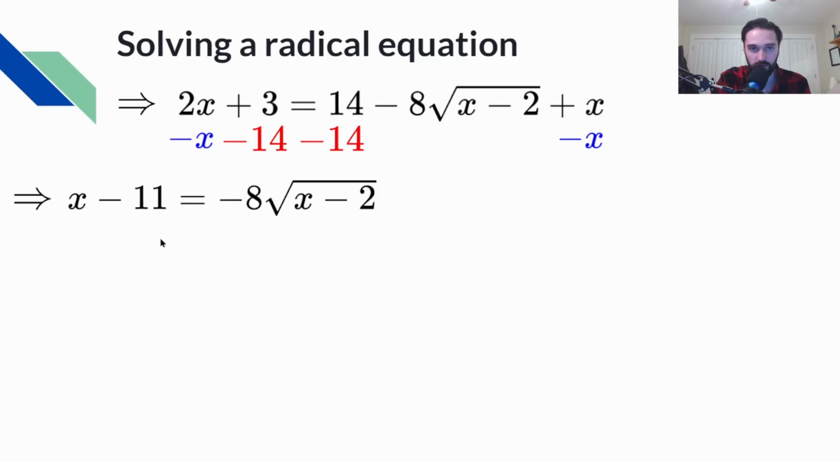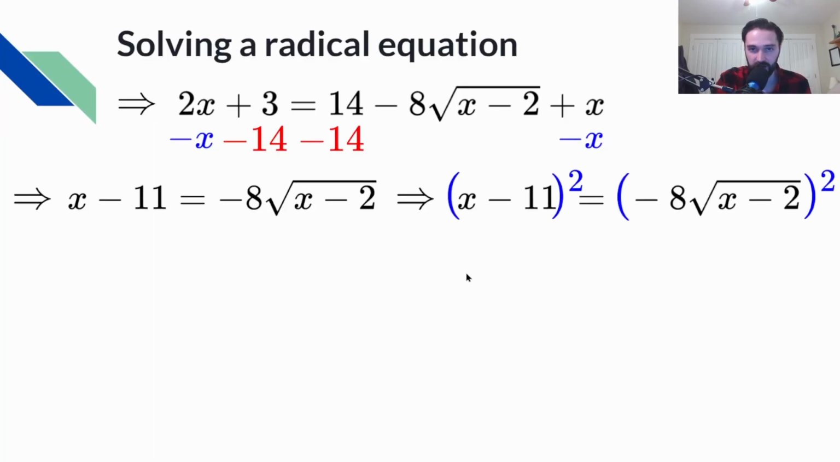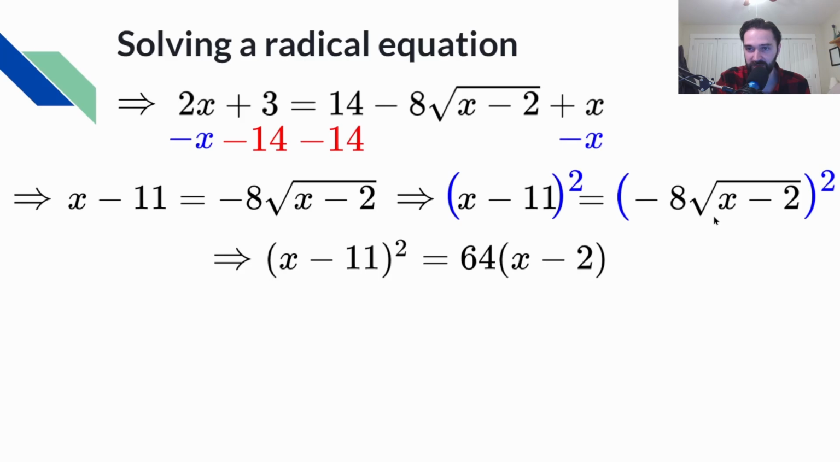And 3 minus 14 is 11. So that is equal to negative 8 times the square root of x minus 2. We have the radical isolated, so now we can square both sides to see what we get. On the left-hand side, I get x minus 11, whole thing squared. And on the right, negative 8 times negative 8 is positive 64, and root x minus 2 times root x minus 2 just gives us x minus 2. The square root of something squared is the something.